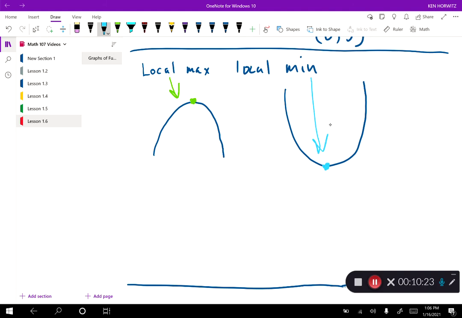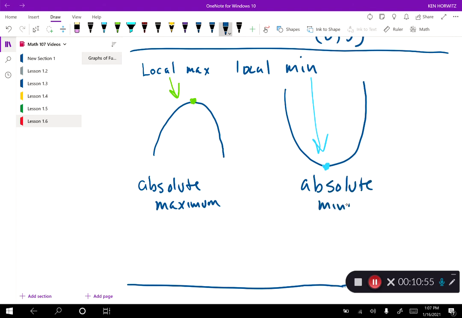Now, the reason why we call them local is because every single time your function does this, you can have a local max or a local min. So technically, any function can have many local maxes, many local mins. All right? There is another term called absolute max, absolute min. And if you wanted to look for an absolute maximum or absolute minimum, there can be only one.